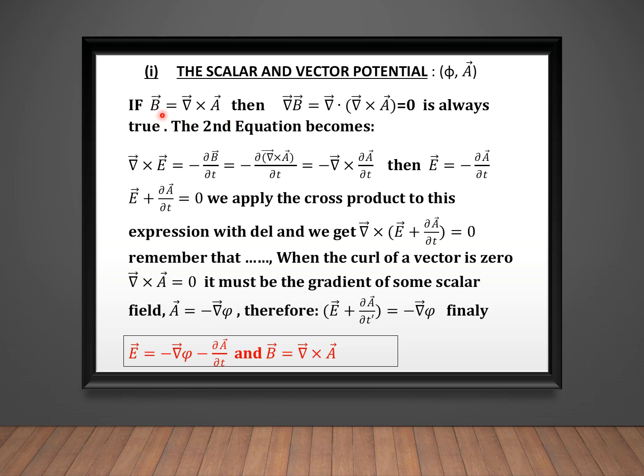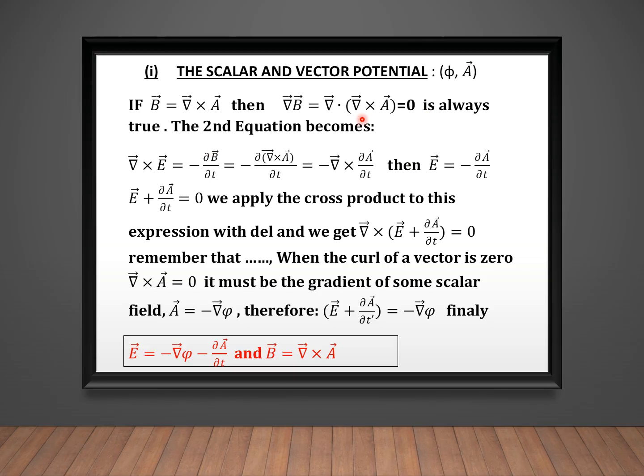Now the scalar and vector potential phi and A came into the scene when we realized that the magnetic field B equals the cross product of del and A satisfies the third Maxwell equation, which is del dot B equals 0, because this expression is always equal to 0 according to tensor and vector analysis.